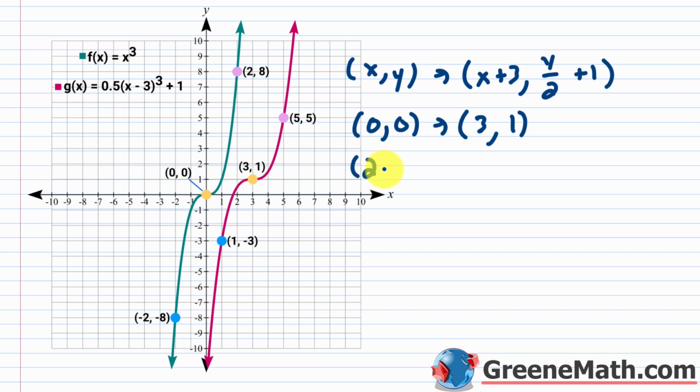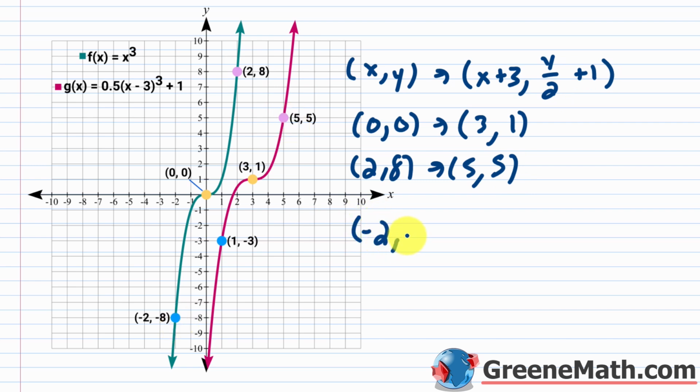Then something like, let's say 2, 8, that's going to go to 2 plus 3, that's 5. And then this would be 8, so 8 over 2 is 4, and 4 plus 1 is 5. So this 2, 8 is going to go to 5, 5. And then the last point we'll do, you can do as many as you want.